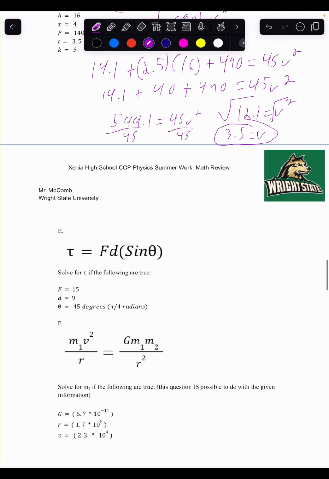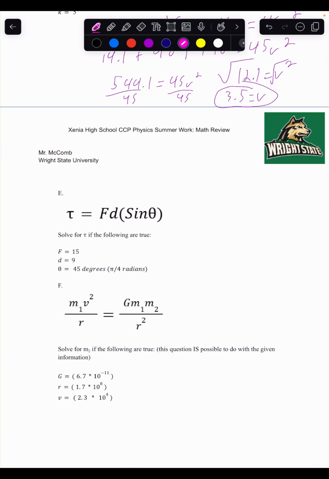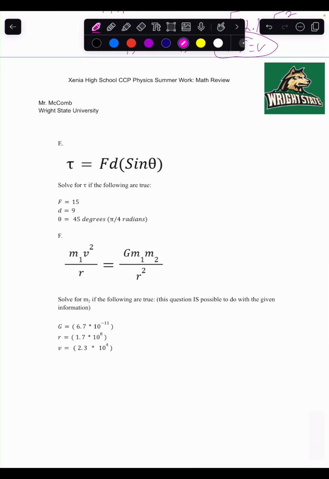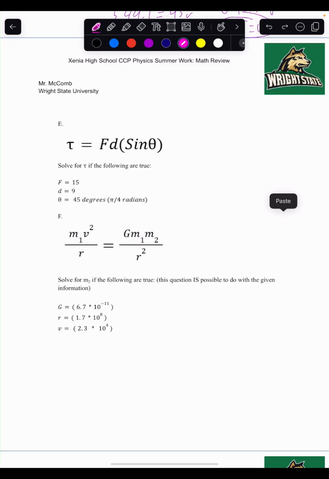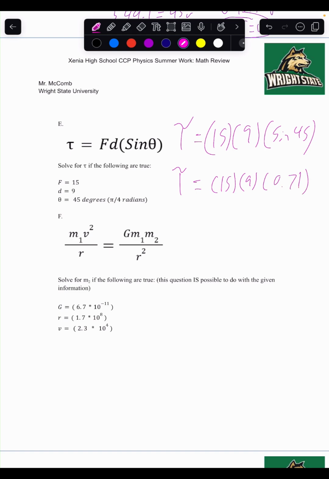Alright, next problem. Tau equals p side. We're going too fast. We have to use which if you want tau. This tau is going to be easier. Right. So tau is p side. So tau equals 15 times 9 times sin 45. Right. So as I know, sin 45 is 0.71, so 15 times 9 times 0.71. And there we go.